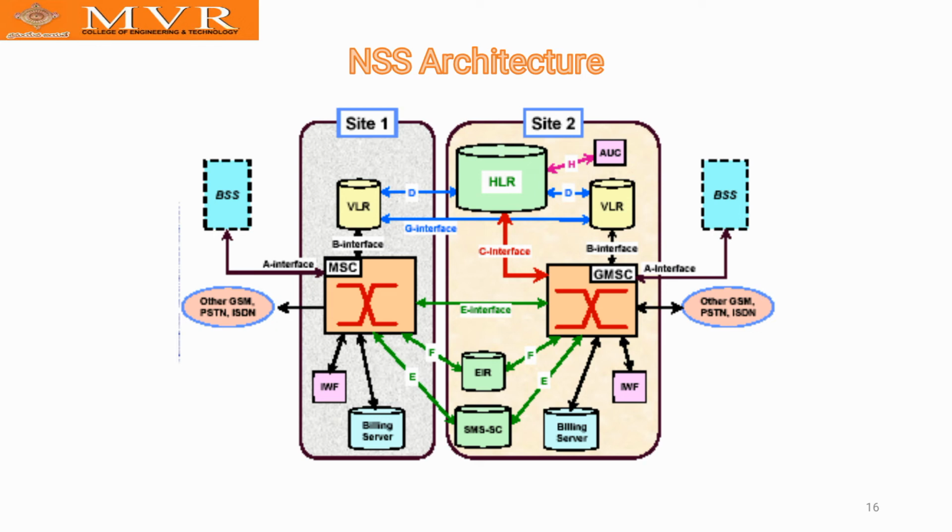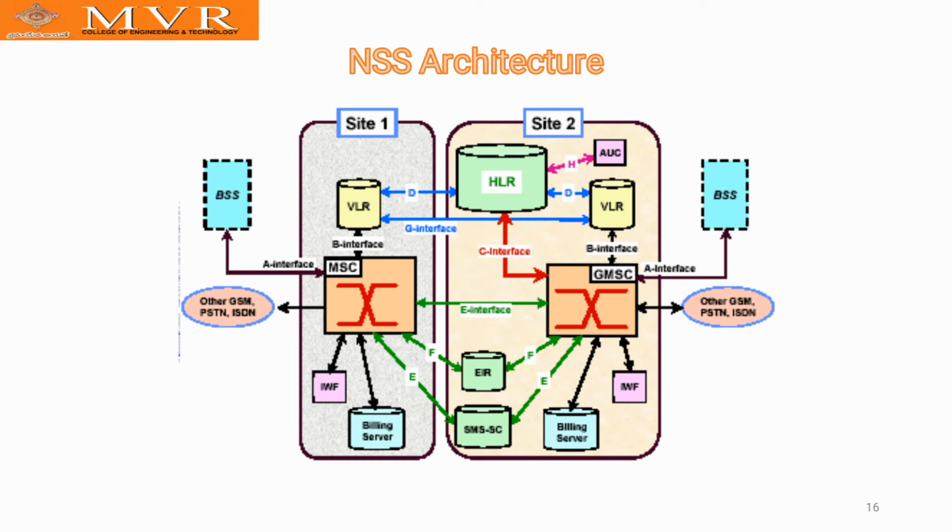Okay, here there is a picture. See here, there is site 1 and site 2. Here site 1 has the VLR, which is the visitor location register. That visitor location register has an interface to communicate with the MSC, and this MSC has an interface to communicate with the base station subsystem. This VLR will communicate using its interface with the HLR, nothing but the home location register. Okay, the sites will communicate with one another.